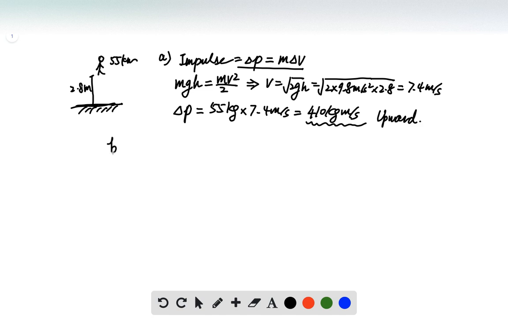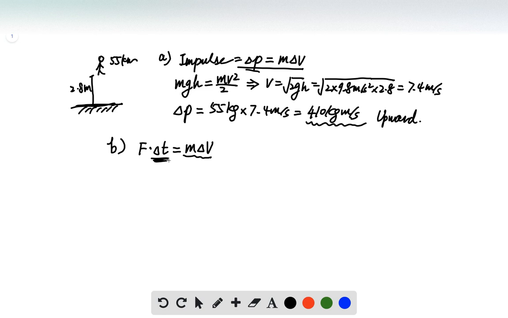So now let's look at part B. Part B, we want to find the average net force on this person by the ground. And in order to find that, we have two ways of doing this. One way, which is the way we've been using throughout this chapter, is we know impulse equals F times delta t, which equals m times delta v. And m and delta v, we already know from part A. So then what we need to do is find this delta t.